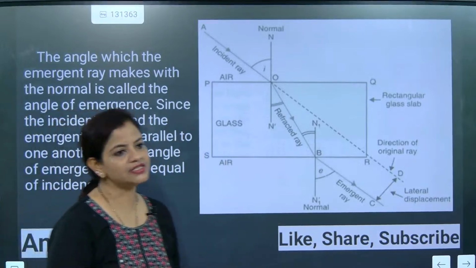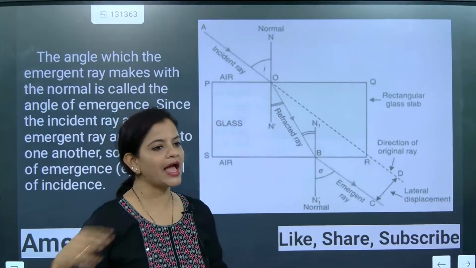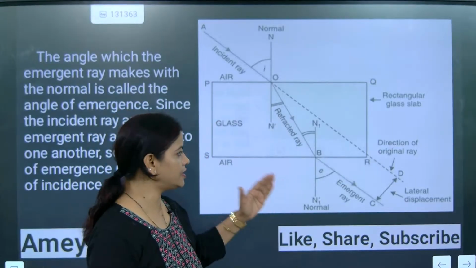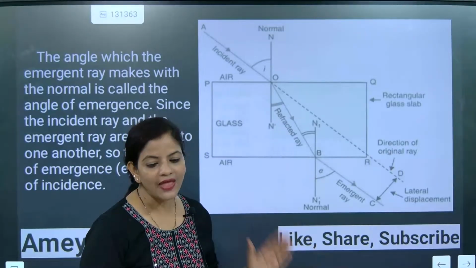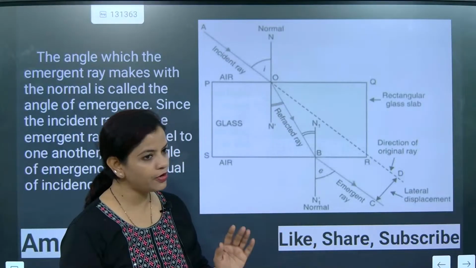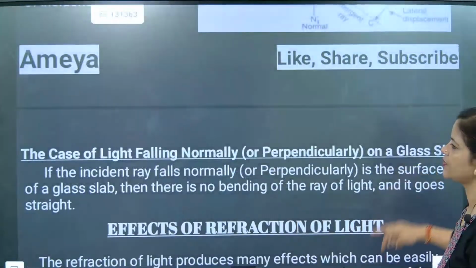So now please understand this one. When we are talking about the ray, the actual path and the one which we expected, there is a displacement between them, and that displacement is called what, beta? Lateral displacement. I hope you have understood this one. Now we will go for the next one.